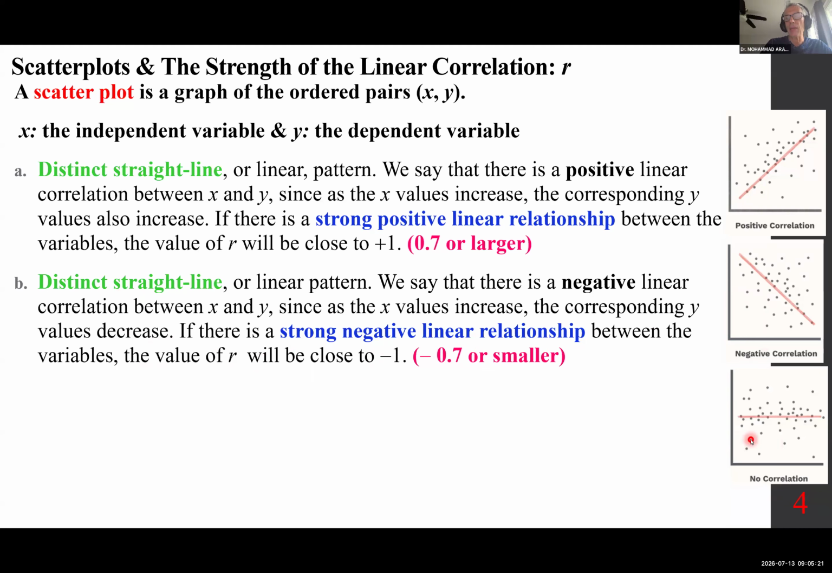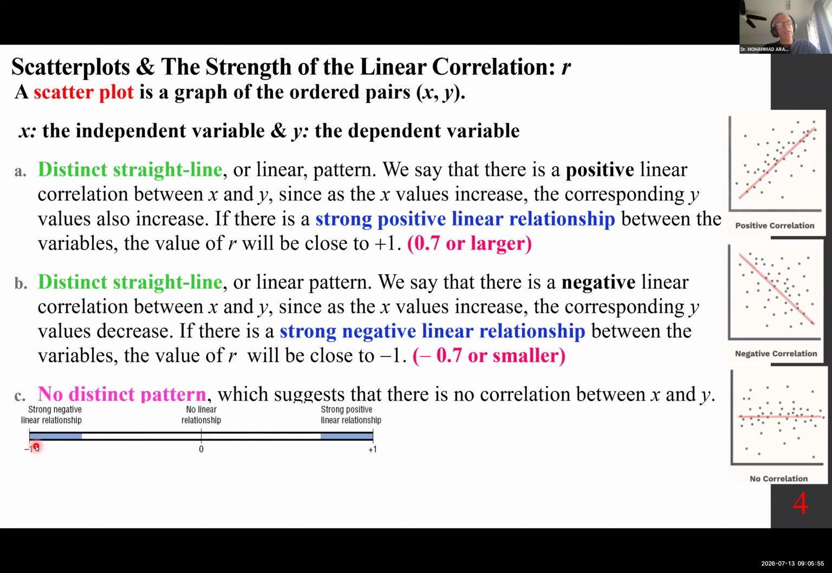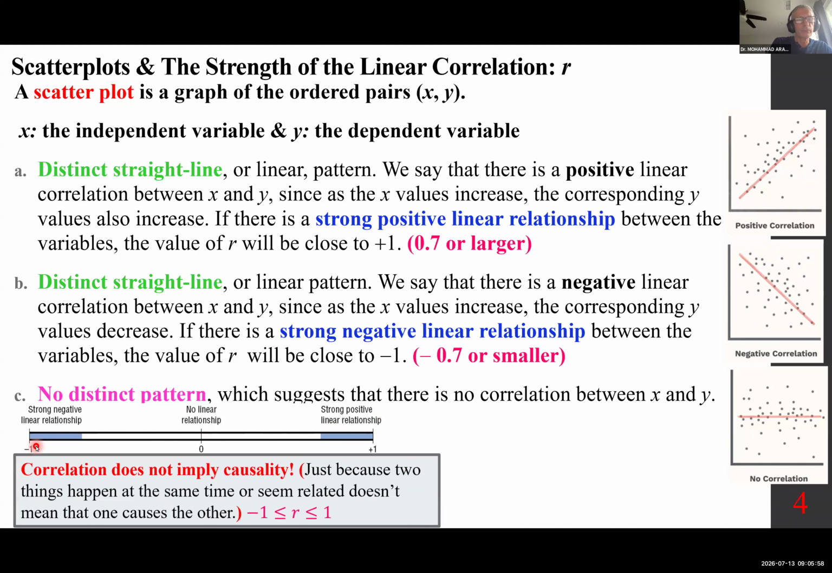Or it may be all over the map. There is no correlation. So no distinct pattern, which suggests that there is no correlation between x and y. More specifically, there is no linear correlation. So 0 means no linear correlation. As we move to the right, there is some linear correlation from this number, which is about 0.7 to +1, strong positive linear correlation. Over here, we have some correlation, and from negative 0.7 to negative 1, strong negative linear correlation.